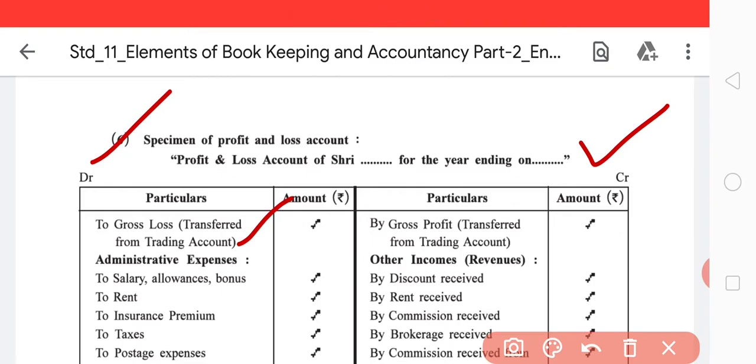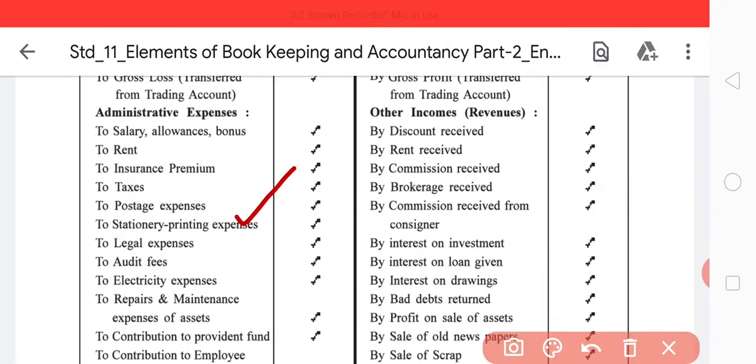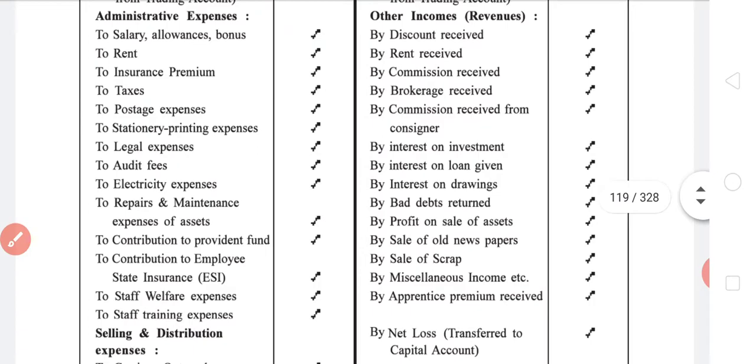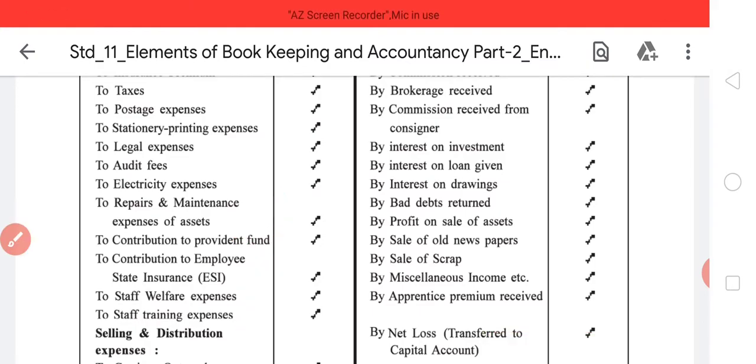Administrative expenses, whatever expenses there are: to salary, allowance, bonus, to rent, to insurance premium, to taxes, to postage expense, to stationery printing expense, to legal expenses, to audit fees, to electricity expenses, to repairs and maintenance expenses of assets, to contribution to provident fund. Provident fund is a liability, but when you contribute, it will become your expense. To contribute to provident fund, to contribute to employee state insurance, to staff welfare expenses, to staff training expenses.